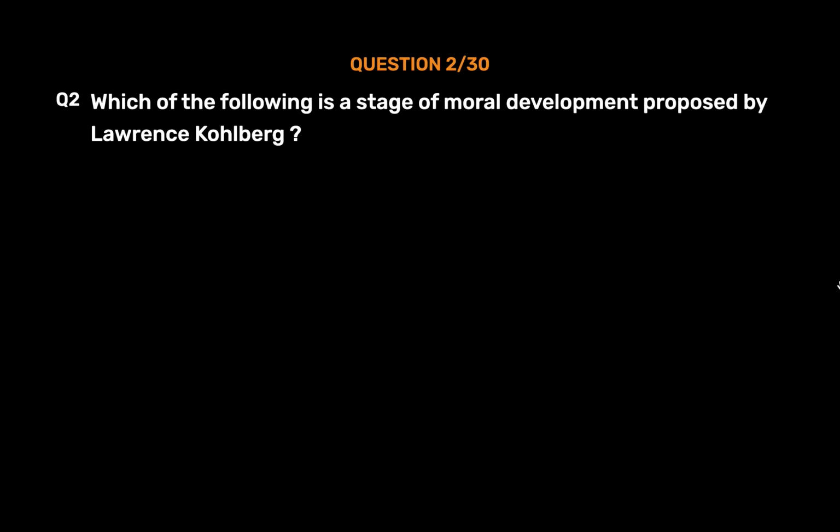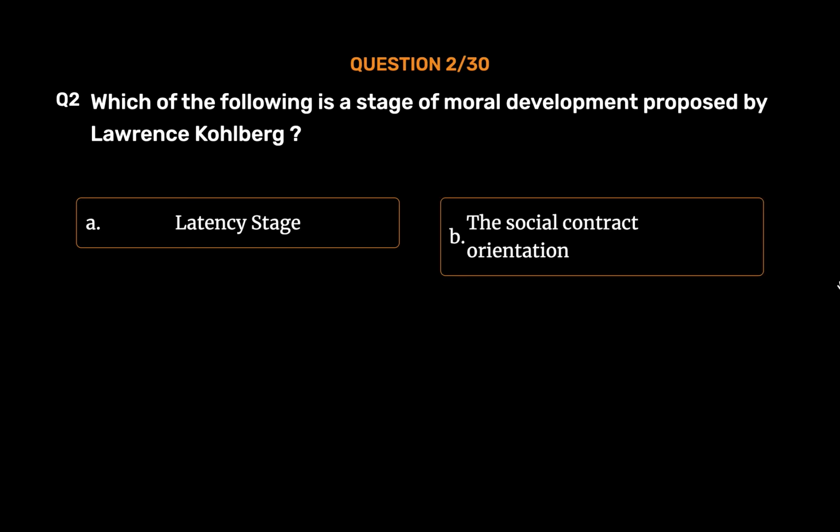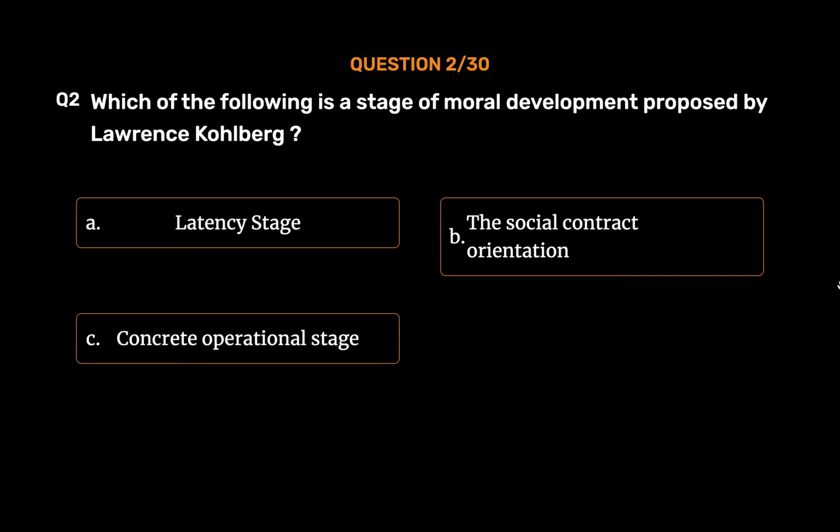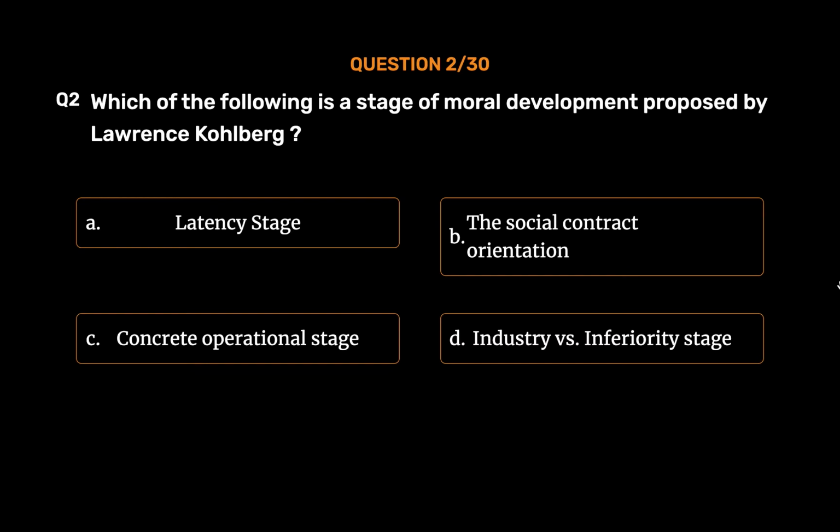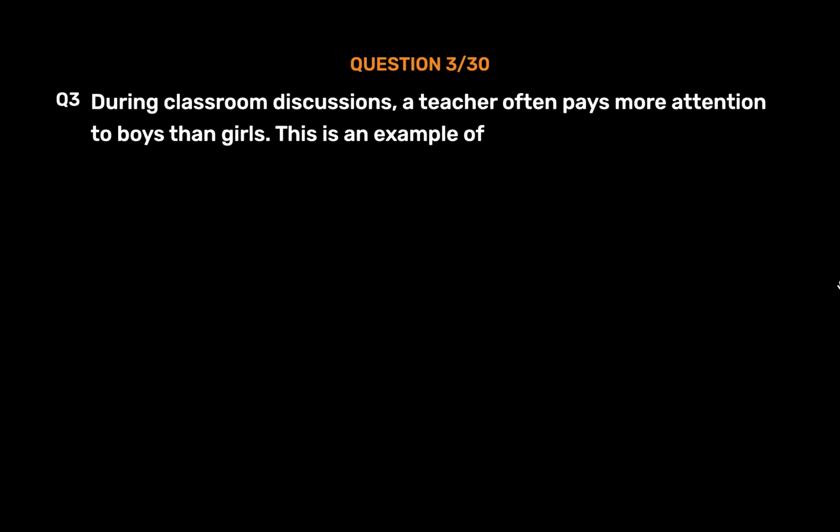Question number 2. Which of the following is a stage of moral development proposed by Lawrence Kohlberg? Option A. Latency stage. Option B. The social contract orientation. Option C. Concrete operational stage. Option D. Industry versus inferiority stage. The correct answer is Option B. The social contract orientation.